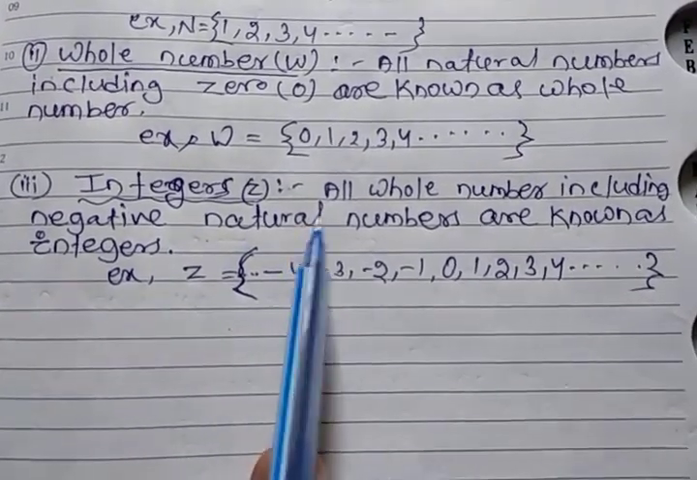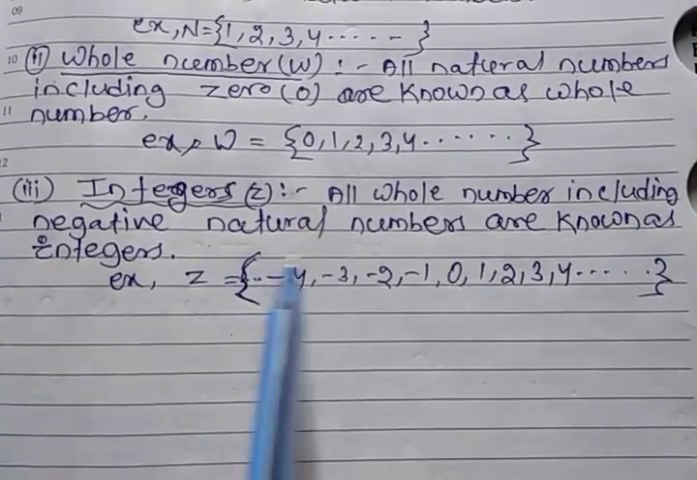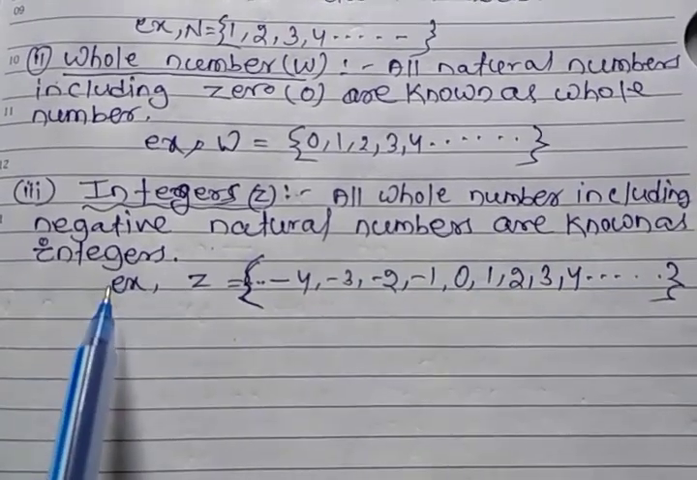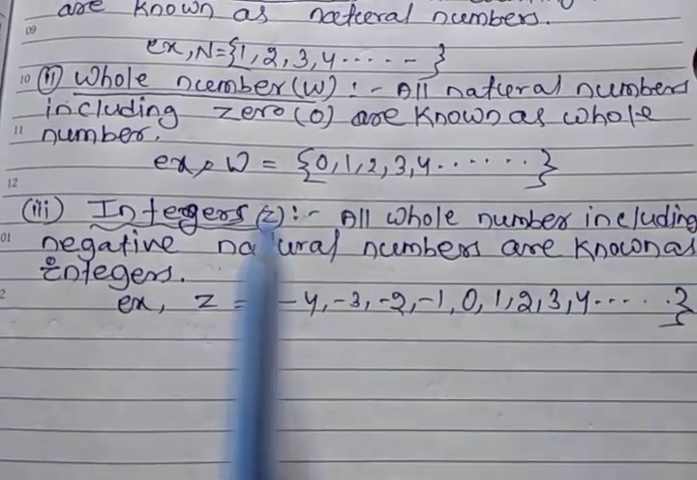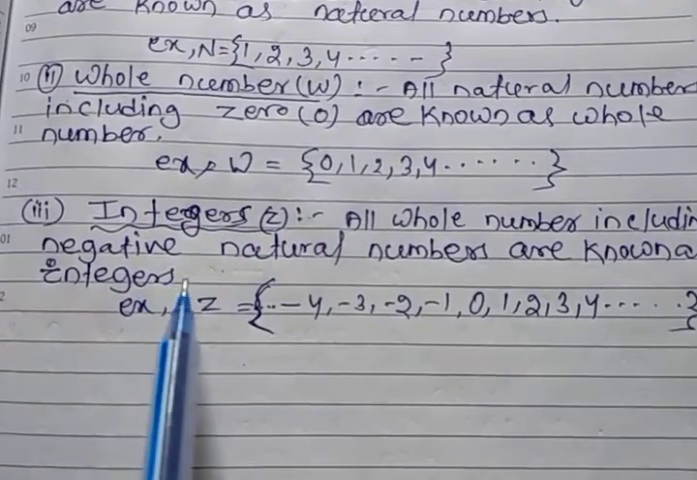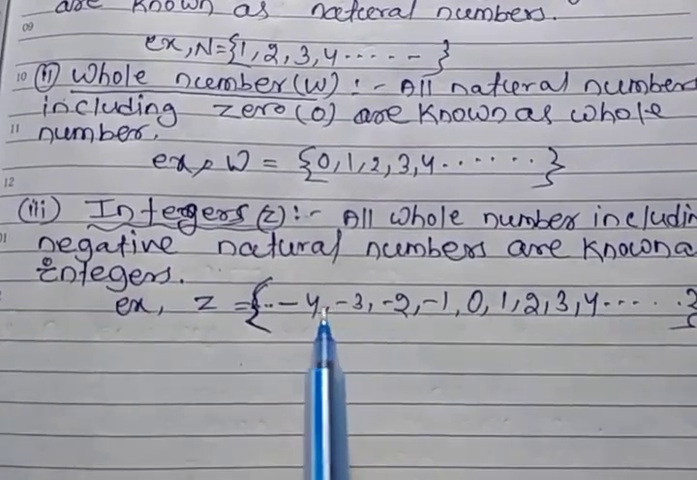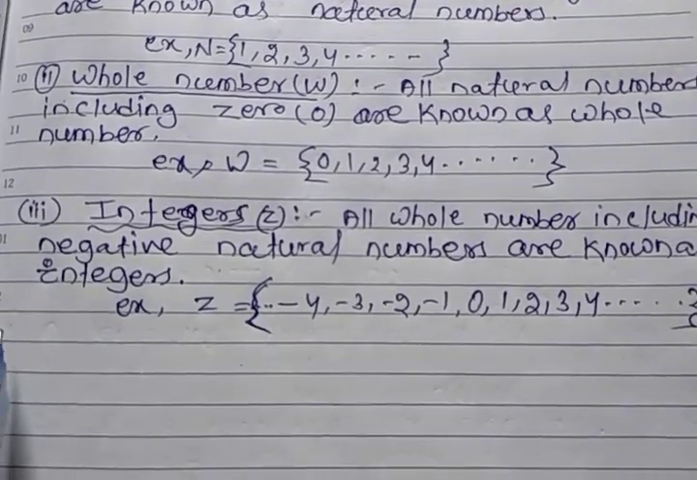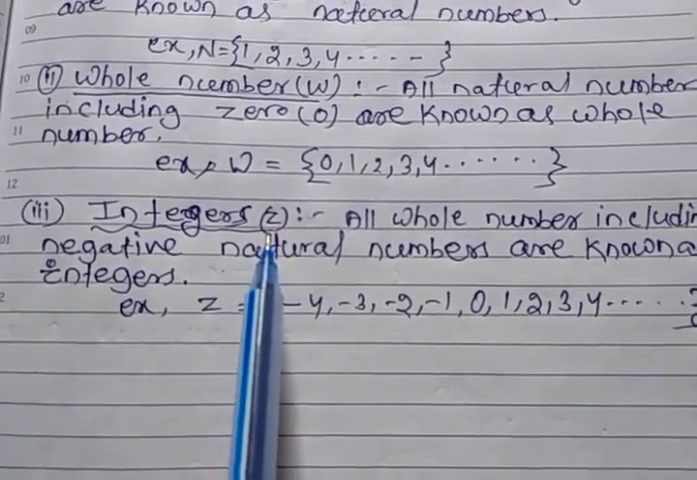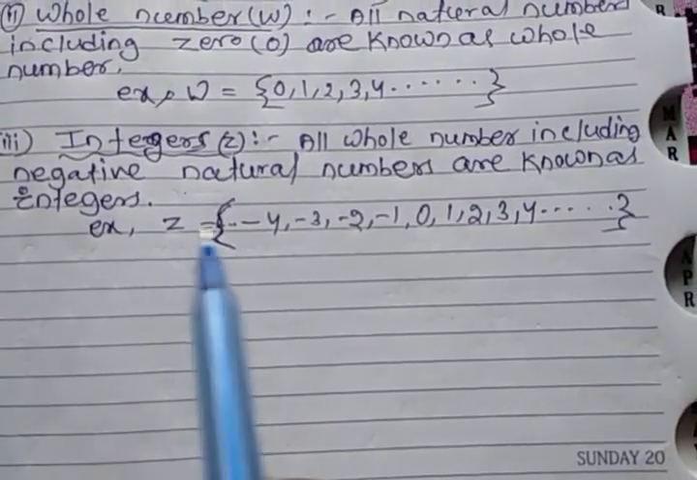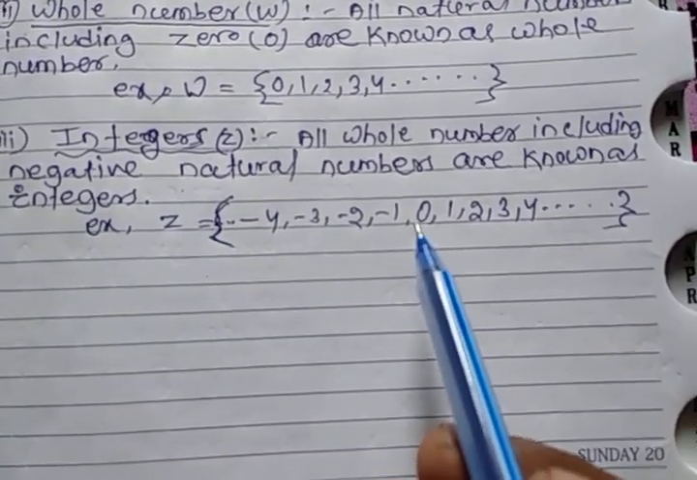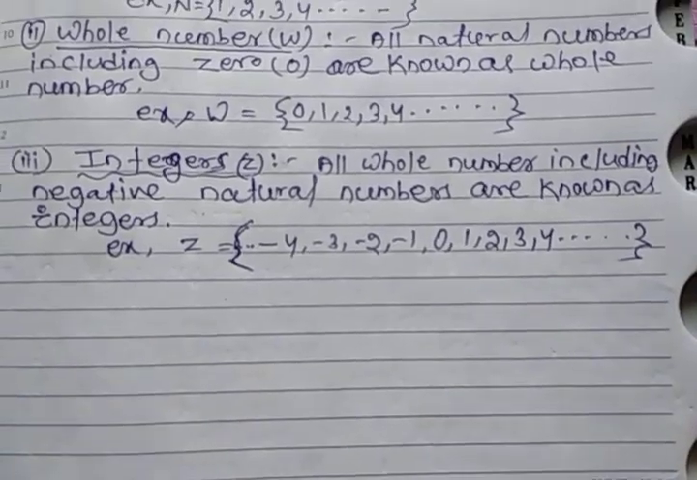Then next is integers. All whole numbers including negative natural numbers are known as integers. Whole numbers means 0, then natural numbers. We include negative natural numbers, meaning -1, -2, -3, -4 up to minus infinity. It is represented by capital Z, and the whole set is minus infinity to 0, then natural numbers.